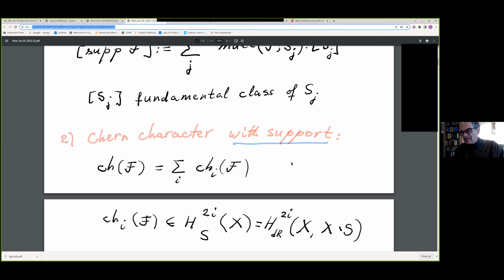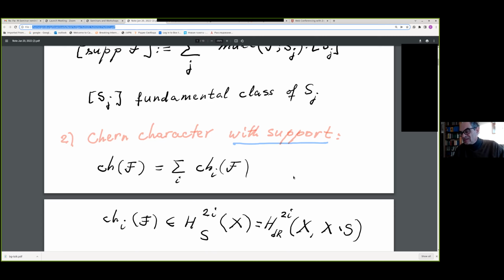So this is still if we work on X. But now there is a refined Chern character with support in S. Now the usual Chern character takes values in the non-homogeneous cohomology of X. The Chern character with support takes its values in the cohomology of X with support in S.